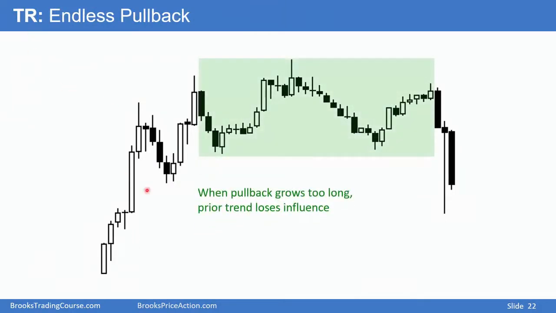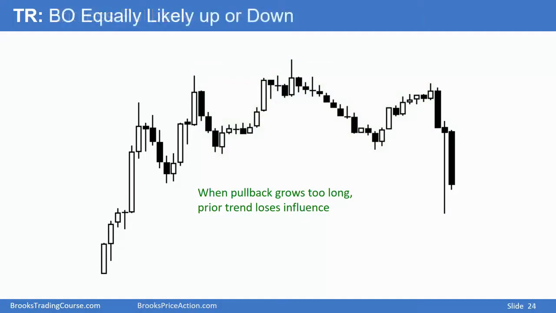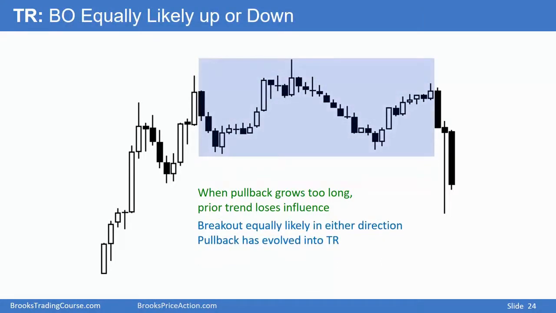Here we have a bull trend, second leg up, and we're starting to get small bars, a lot of small bars, and the pullback just seems to be endless. When that happens, the prior bull trend loses influence. The further the bull trend gets to the left, the less effect it has on the market. The breakout becomes equally likely in either direction.